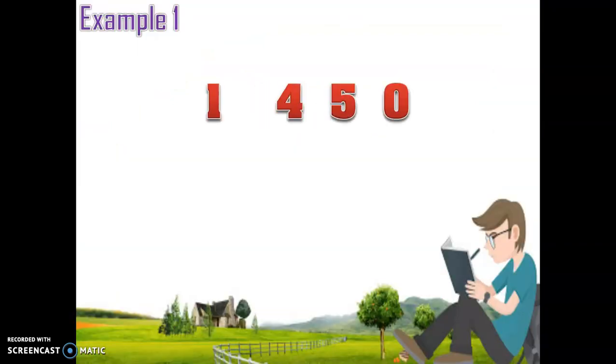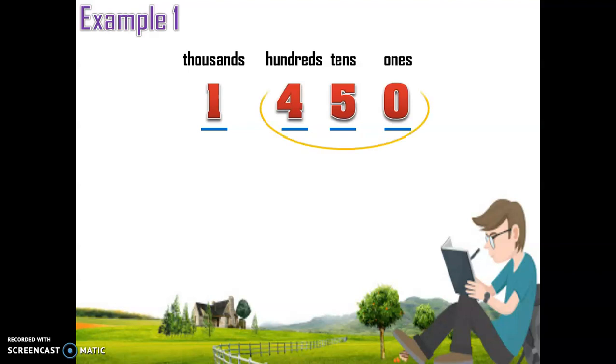Now, let us see how to write the numbers in words. First example: 1450. Students, how are we going to write this number in words? Before we write the numbers, we must know the place value for each digit. Ones, tens, hundreds, and thousands. Hundreds, tens, and ones are one partition, and thousands are the other partition. When we divide it into two partitions, it will be easier for us to write in words. Let us see how to write the number in words.